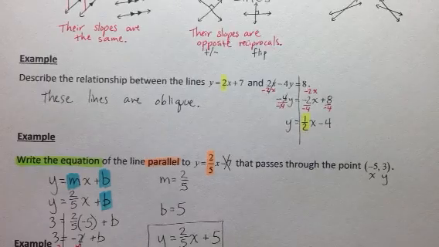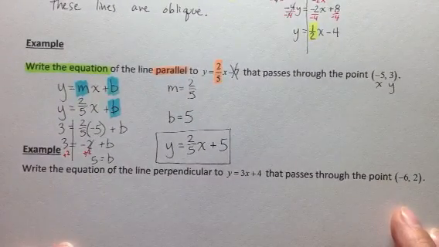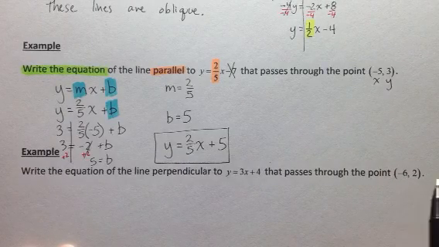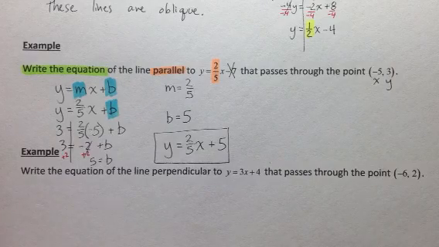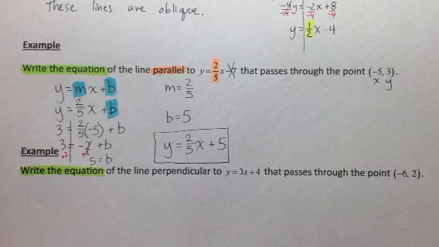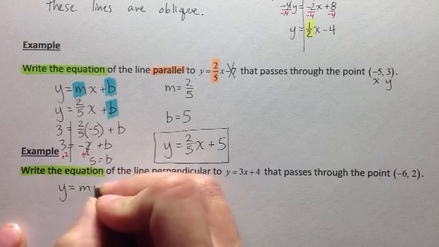Alright, let's look at the last one here. Write the equation of a line perpendicular to y equals 3x plus 4 that passes through the point -6, 2. Okay, so again, what information am I looking for? Well, first of all, what are they asking me to do? They want me to write the equation of the line. So I'm going to write down my slope-intercept form. This is my preferred method.